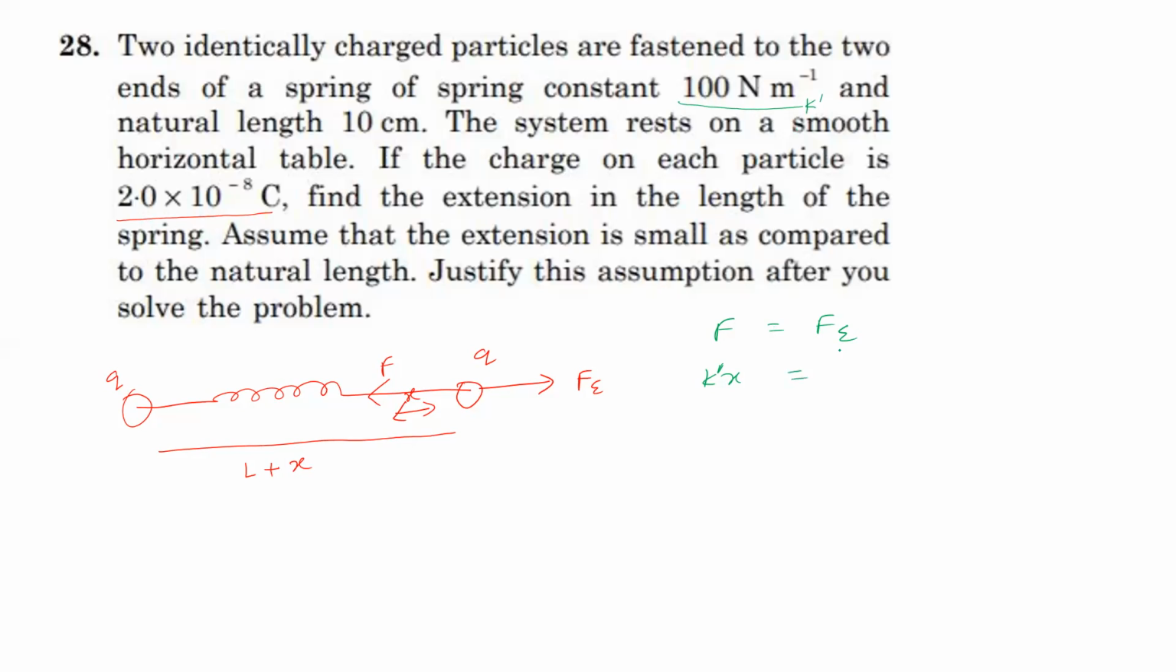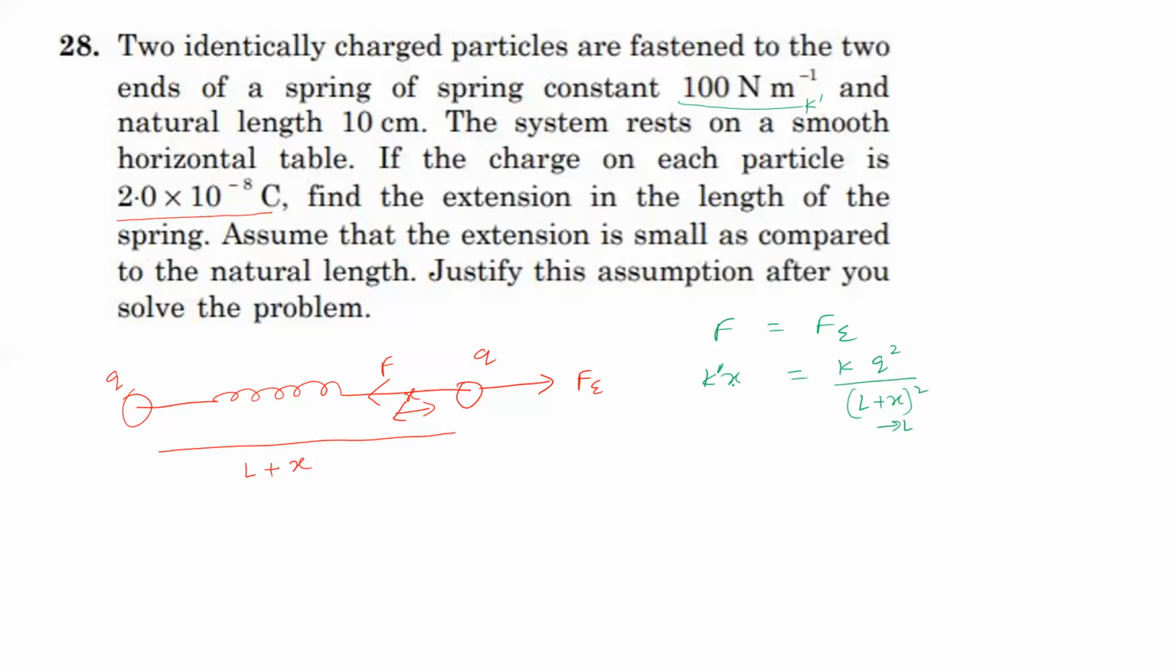That is equal to F, the electrostatic force, that is K Q1 Q2. Q1 and Q2 are equal, so Q square divided by R square. Distance is (L plus x) whole square. Here x will be very small, so L plus x tends to L, we can take.